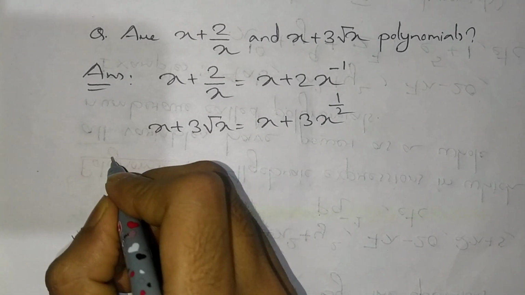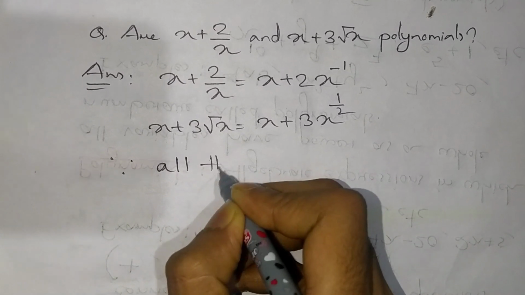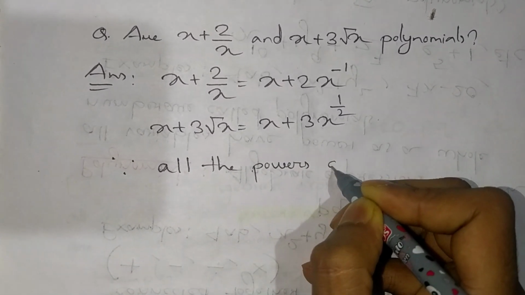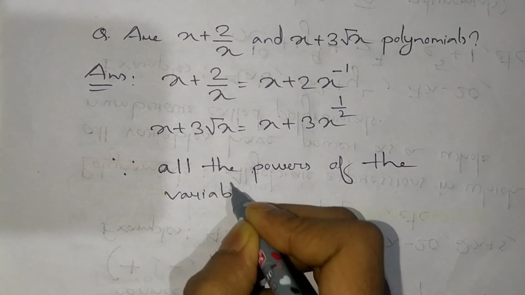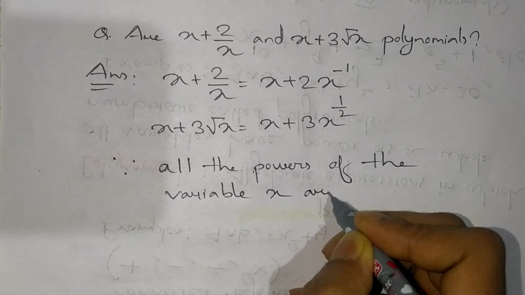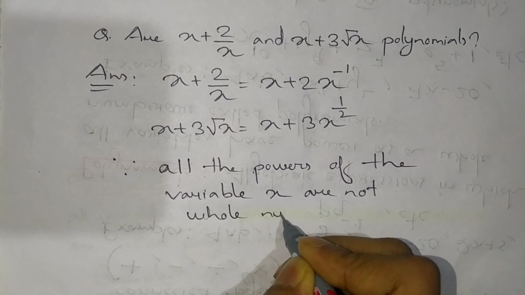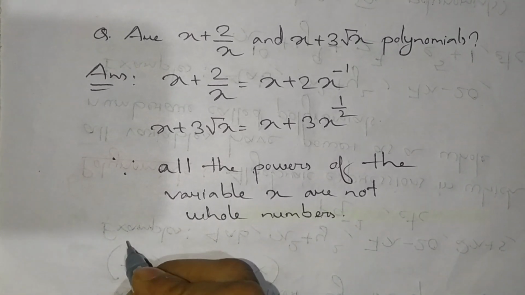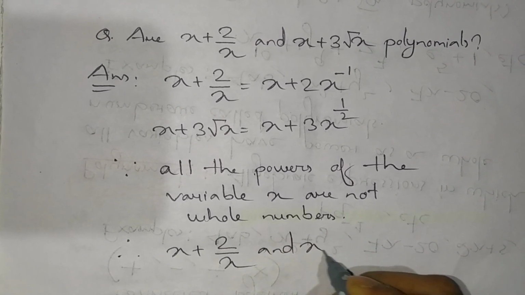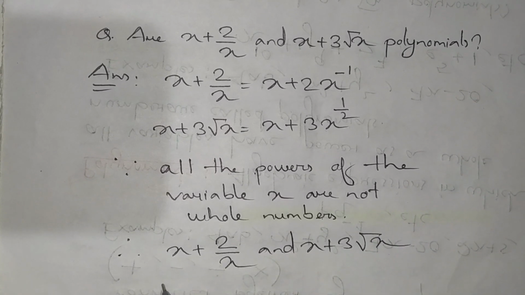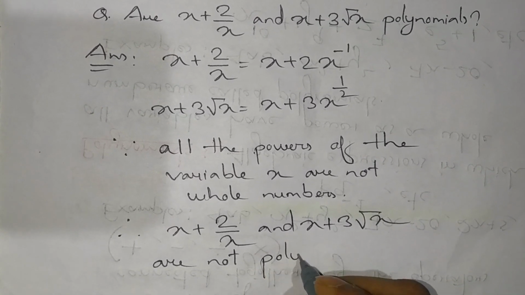So we'll write: since all the powers of the variable x are not whole numbers, therefore x plus 2 by x and x plus 3 root x are not polynomials.